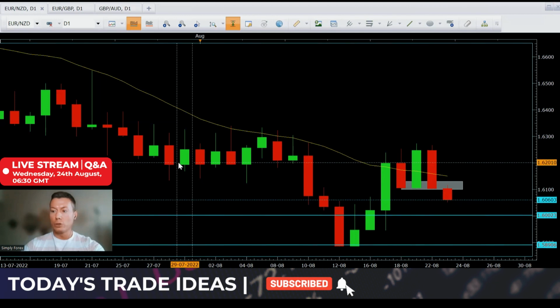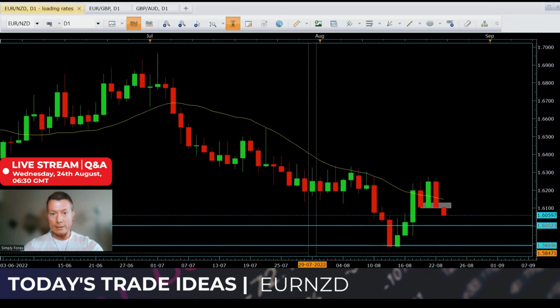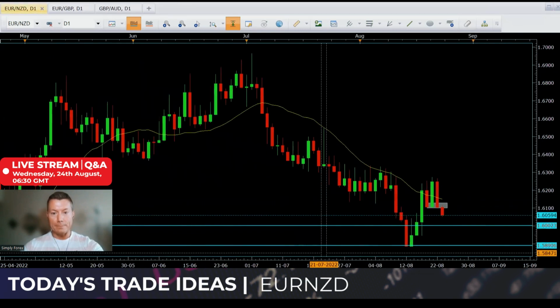Right, today, Tuesday the 23rd, we've got three potential trades, guys. The first one is this. This is the euro against the New Zealand dollar.